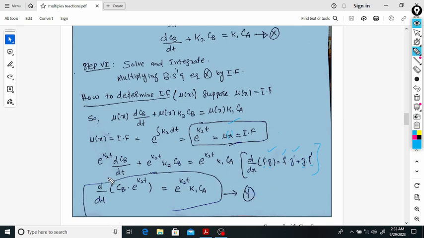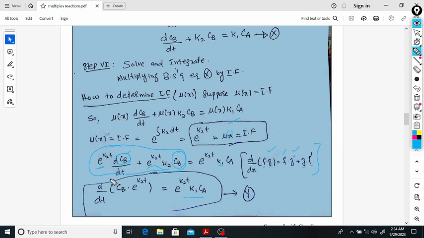So here you can see this is the first function times the derivative of the second function, plus the second function times the derivative of the first function. So again we will write e to the power k2t times Cb, which is the left hand side. These two terms will be nothing but the product rule. This is the first function and this is the second function.